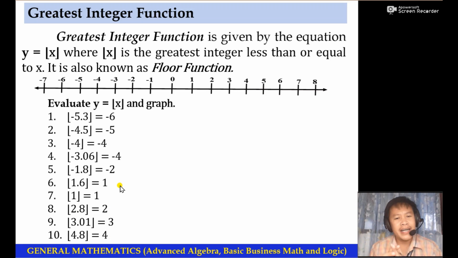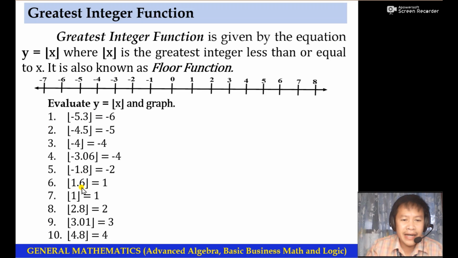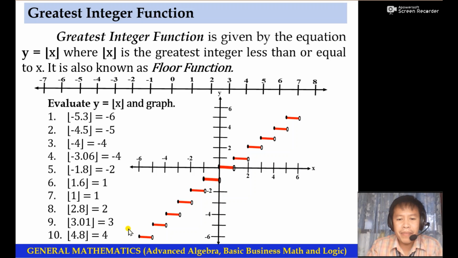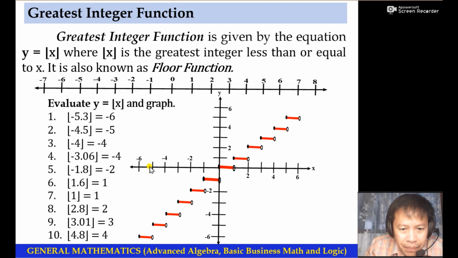Now, what is the graph of this particular basic greatest integer function? We are going to use these values of x as well as the values of y to sketch the graph. And this is the graph. Why step function? Because from this first step going to there, it is something to do with a ladder going upward. Now, if x is negative 5.3, where is that negative 5.3? Negative 5.3 and our y is negative 6. This is it. Did you understand?